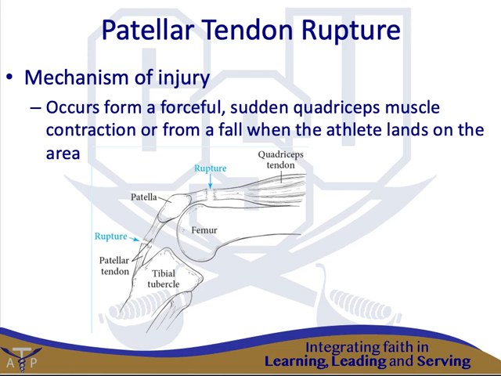When we look at mechanism, the patellar tendon ruptures from a forceful sudden quadriceps muscle contraction that forces the knee into extension. It can also be ruptured from a fall when the athlete lands on the area. And it really occurs if athletes are predisposed with a weakened patellar tendon along with a forceful stretch or contraction in that area.